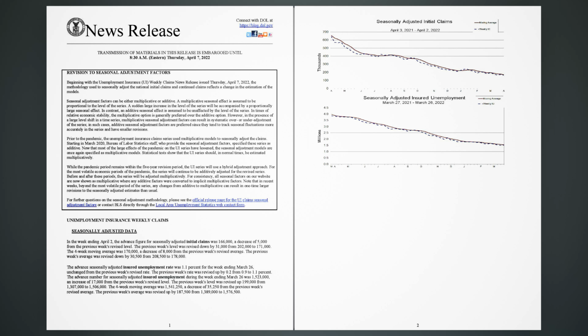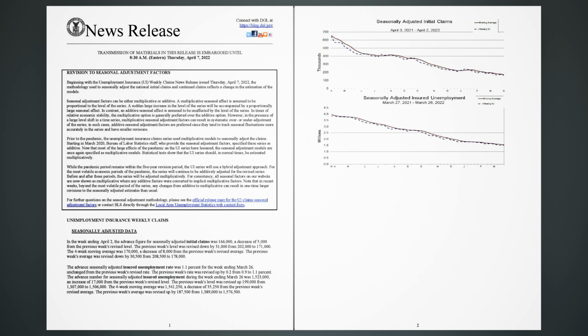While the pandemic period remains within the 5-year revision period, the UI series will use a hybrid adjustment approach. For the most volatile economic periods of the pandemic, the series will continue to be additively adjusted for the revised series. Before and after these periods, the series will be adjusted multiplicatively.